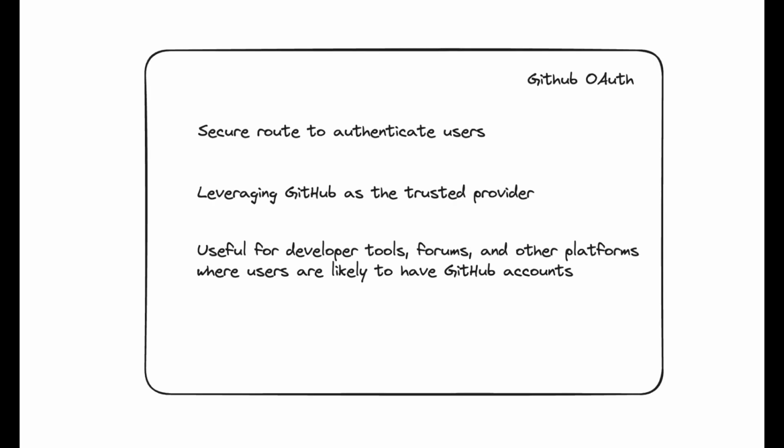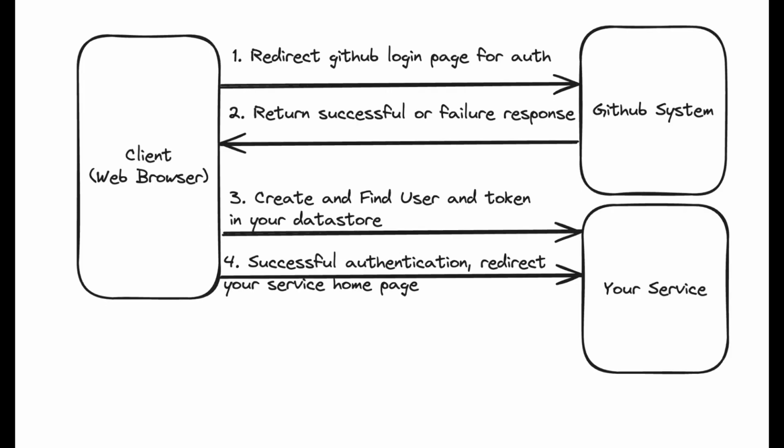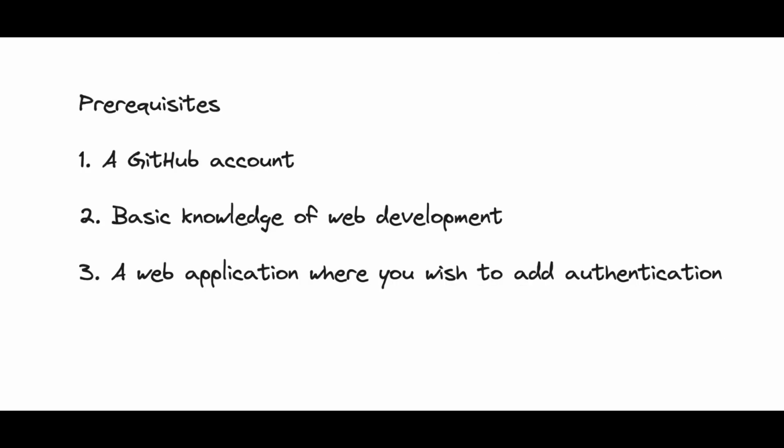Why use GitHub OAuth? GitHub OAuth provides a secure route to authenticate users, leveraging GitHub as the trusted provider. It is particularly useful for developer tools, forums, and other platforms where users are likely to have GitHub accounts. Prerequisites: a GitHub account, basic knowledge of web development, and a web application where you wish to add authentication.